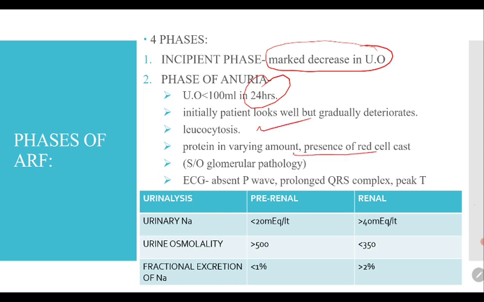Leukocytosis, protein in varying amounts, presence of red cell casts suggest glomerulopathies. On ECG, you can see absent P waves, prolonged QRS complex, and peaked T waves.